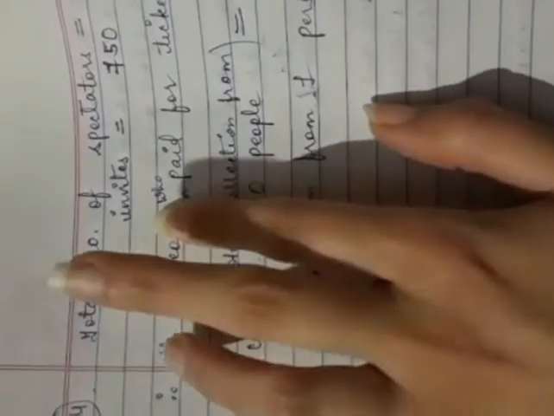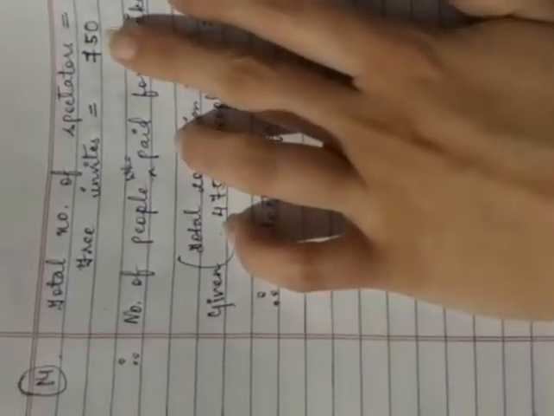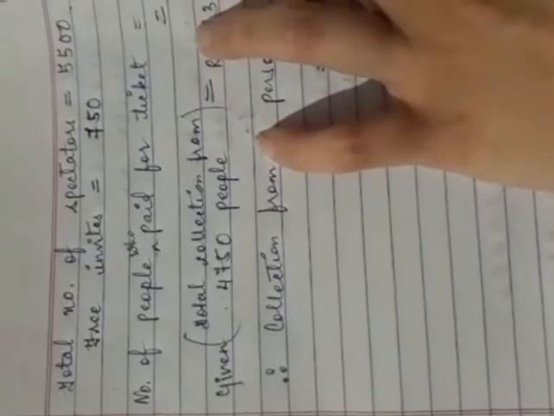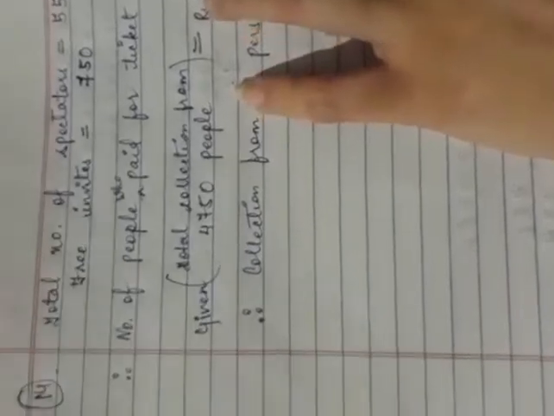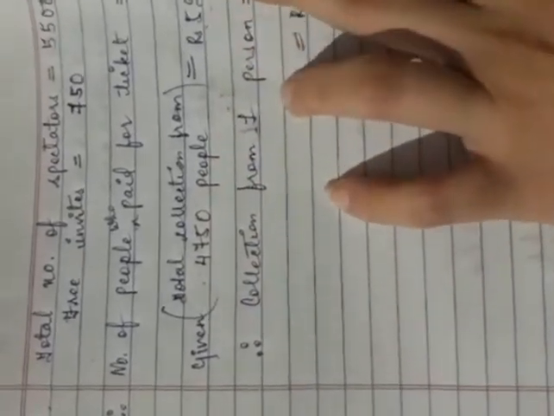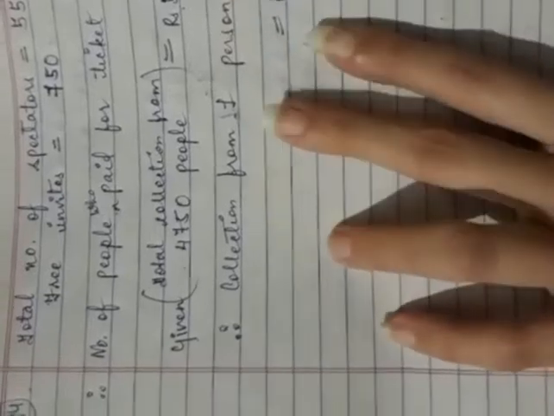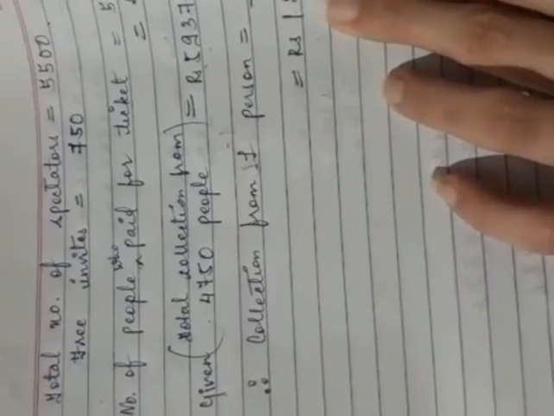It is already given in the question that the total number of spectators was 5,500, out of which 750 were people who were given free tickets. So the number of people who paid for tickets would be 5,500 minus 750, that is 4,750. And it is also given that the total collection from 4,750 people is 5,93,750. So the collection from one person would be this divided by this, that is rupees 125.